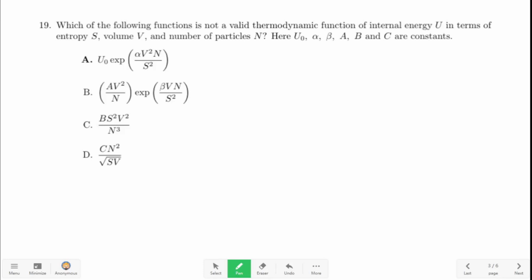In this question from JEST 2024, we are given 4 functions of internal energy. We have to identify which of the following is not a valid thermodynamic function of internal energy. So we make use of a property of fundamental relations.